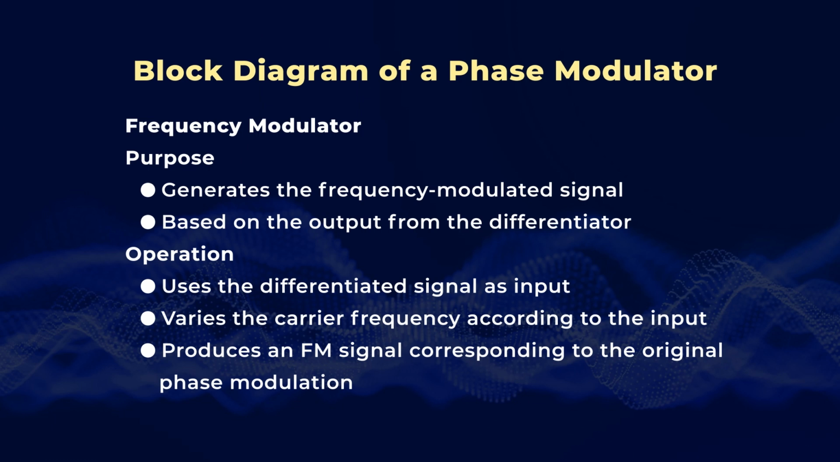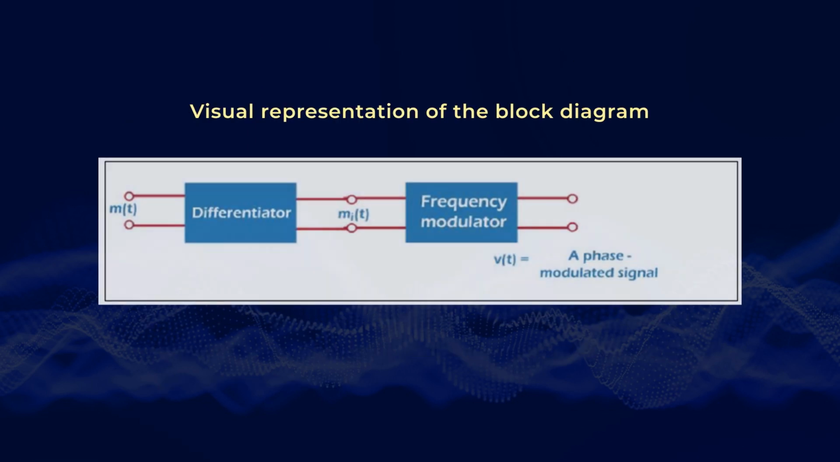The frequency modulator. The purpose of the frequency modulator is to generate the frequency modulated signal based on the differentiated output from the differentiator. The output of the differentiator is used as the input to the frequency modulator. The frequency modulator then varies the frequency of the carrier signal according to the differentiated signal. Since this input signal is the derivative of the original phase modulating signal, the resulting FM signal corresponds to the original phase modulation. Below is a simplified diagram to visualize this process.